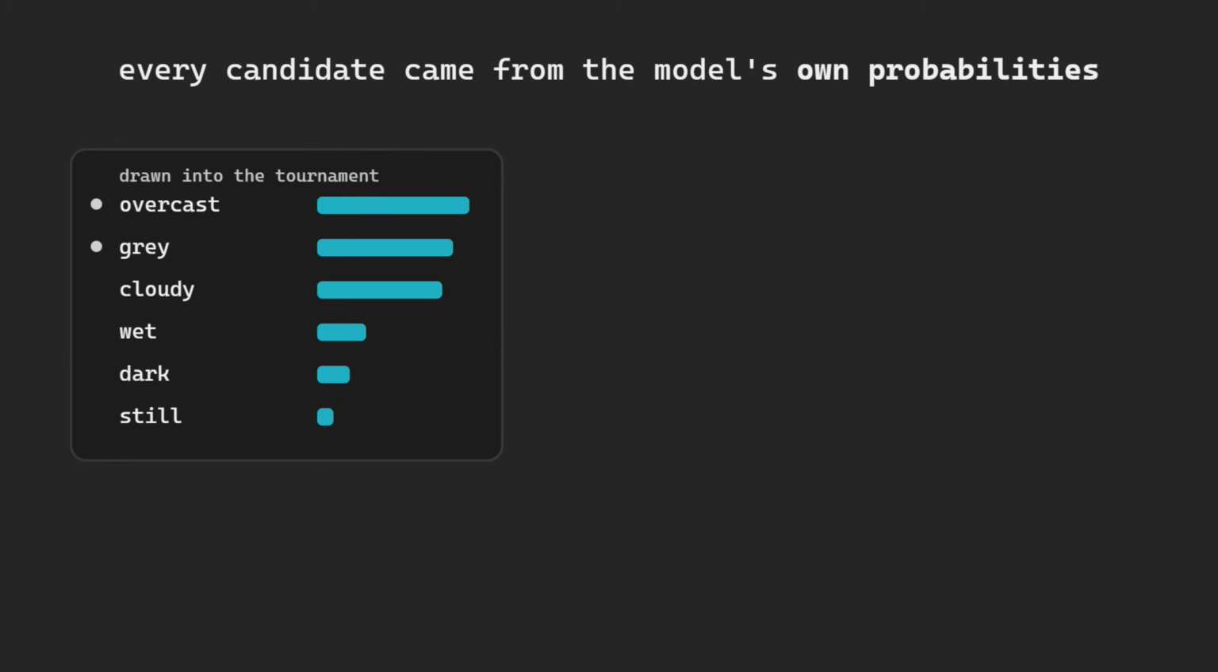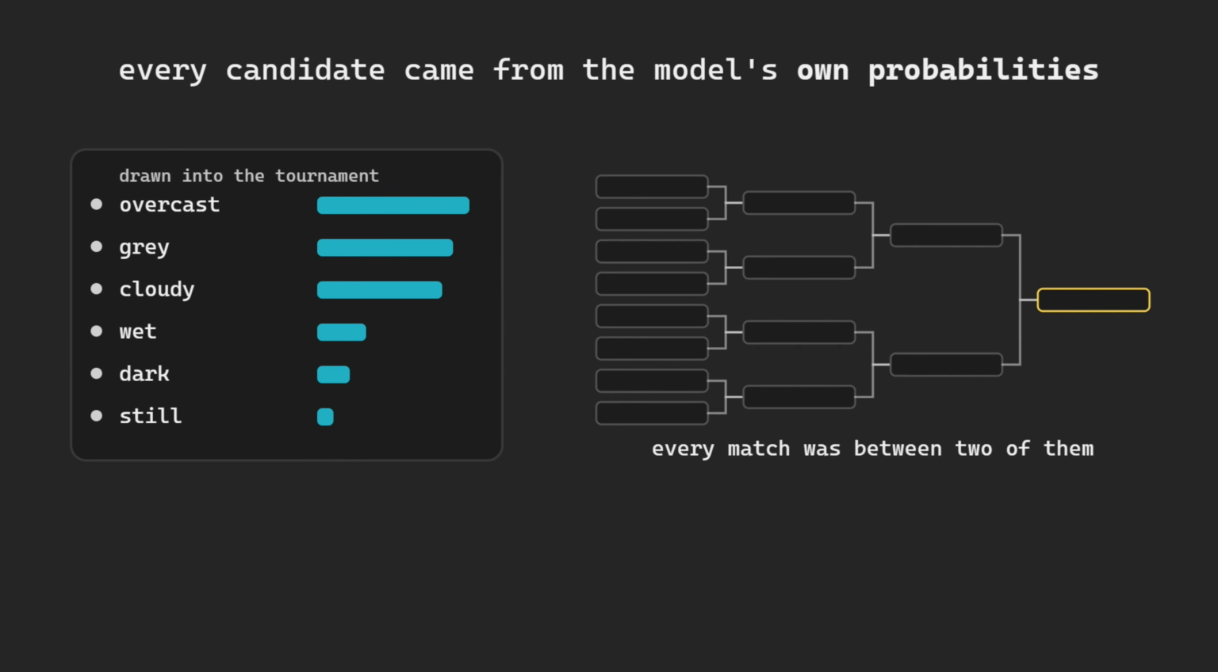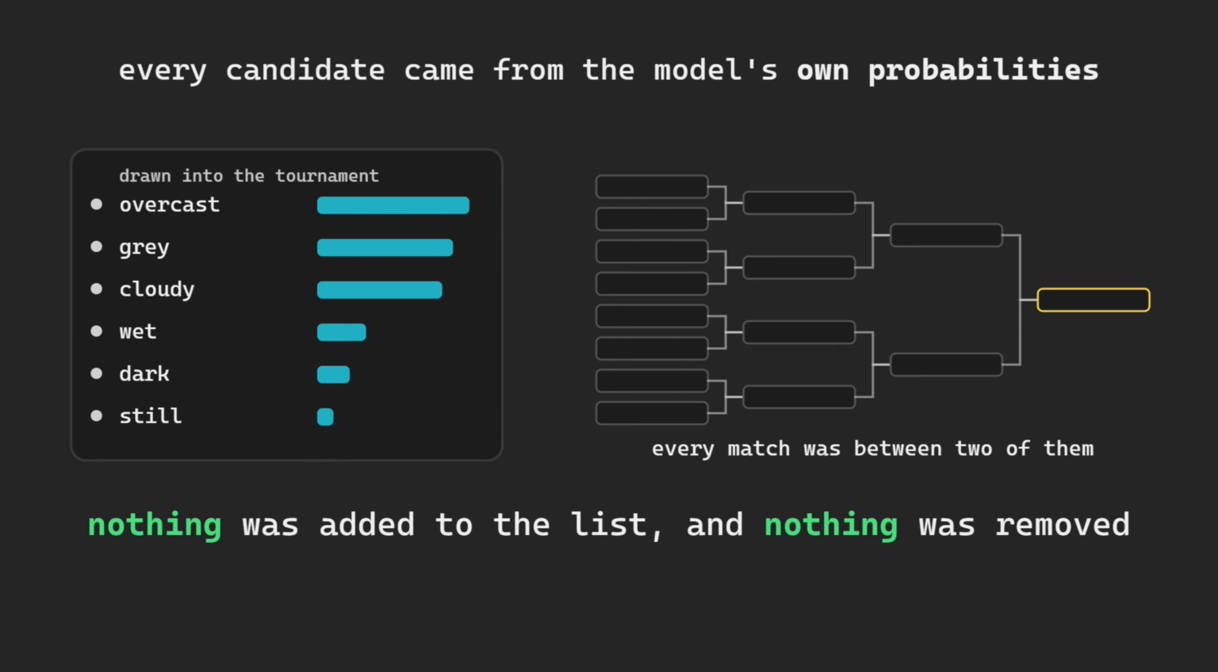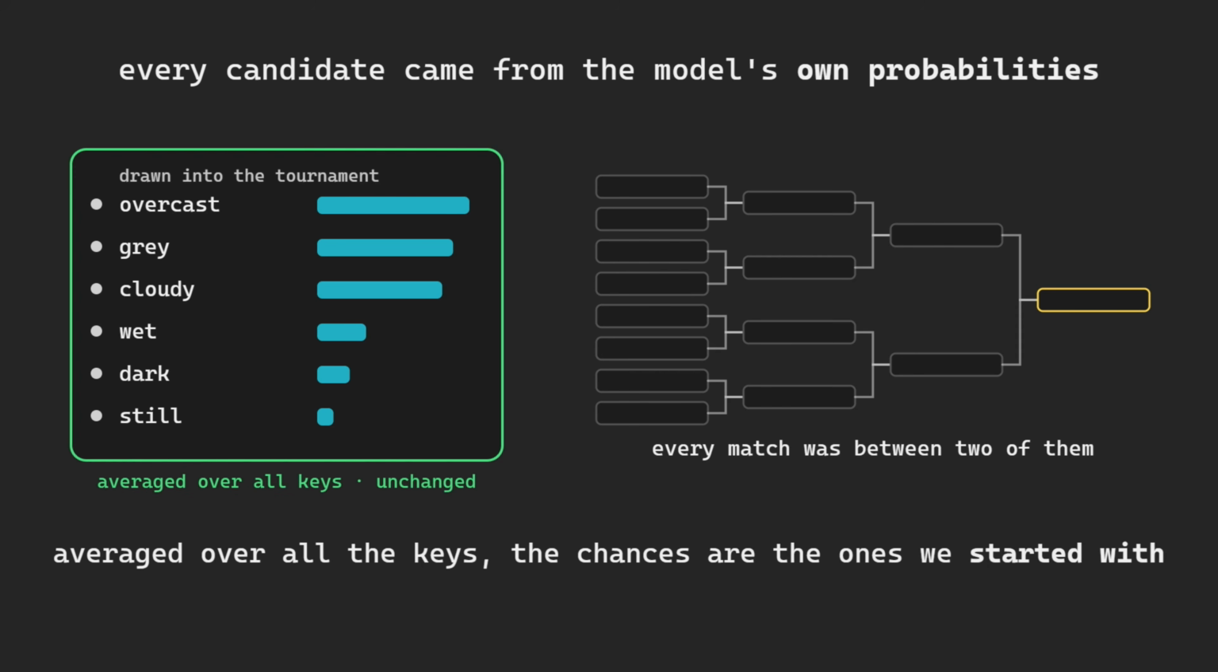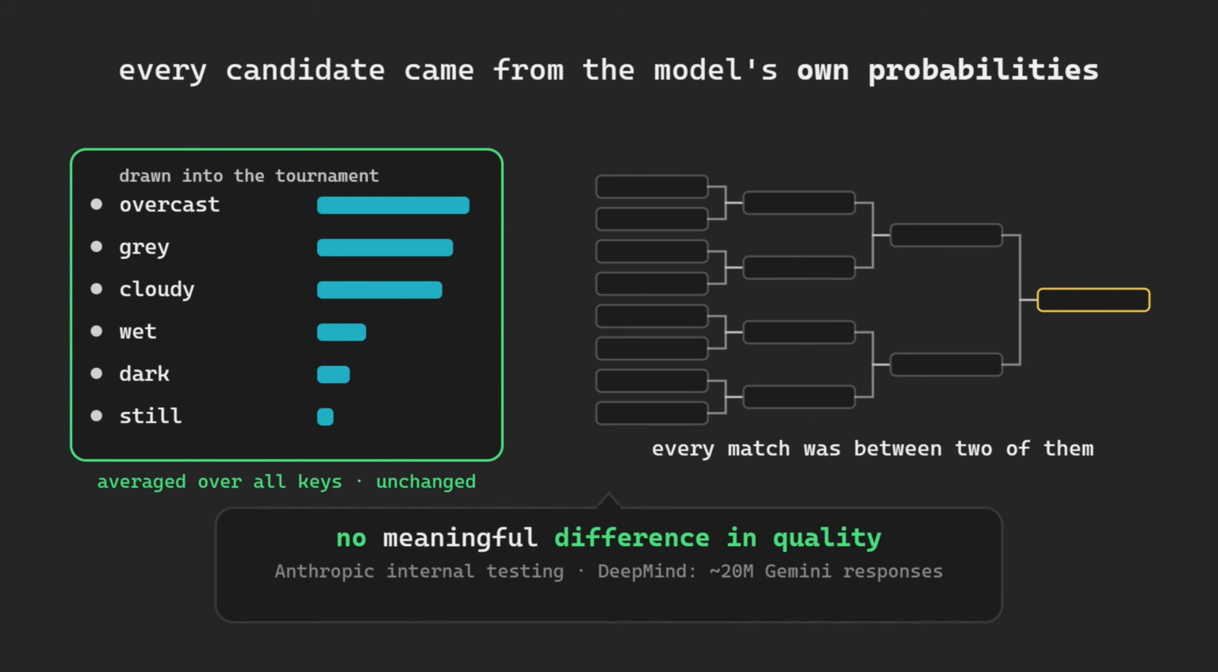What is elegant about it is that every candidate came from the model's own probabilities, and every match was between two of them, so nothing was added to the list and nothing was removed from it. Average over all the possible keys, and the chance of any particular word coming out is the same as it was before any of this existed. Anthropic says internal testing found no impact on quality, and DeepMind saw the same across 20 million Gemini responses. And it costs nothing extra. No additional tokens, so no additional price.